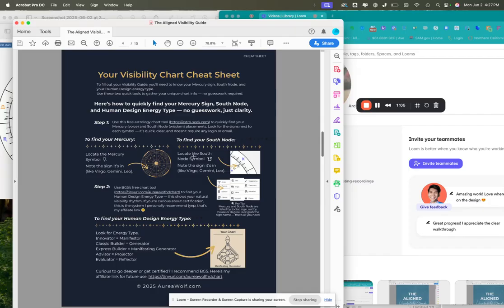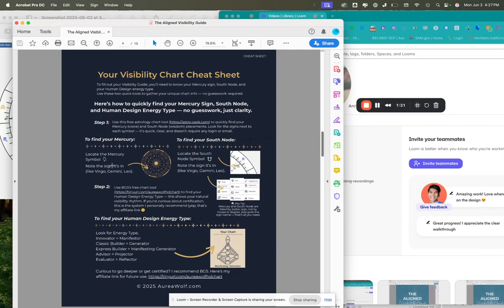We're going to rein it in and focus on just three elements across both charts. If we want to explore more, we can totally get into that, but let's keep it simple and not overwhelming. We're going to find your Mercury, your South Node, and your human design energy type. I break it down for you here.